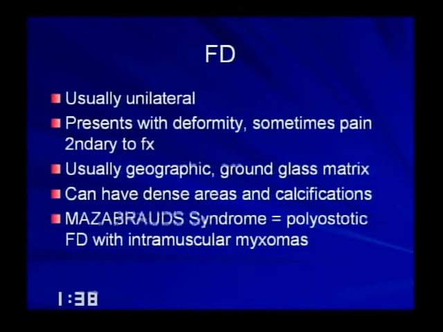And I just want to make you aware of those two entities. Fibrous dysplasia tends to be unilateral. They can present with deformity, sometimes pain because they have a fracture. But usually we have a nice ground glass appearance. The classic finding in the hips, of course, is the shepherd's crook deformity.